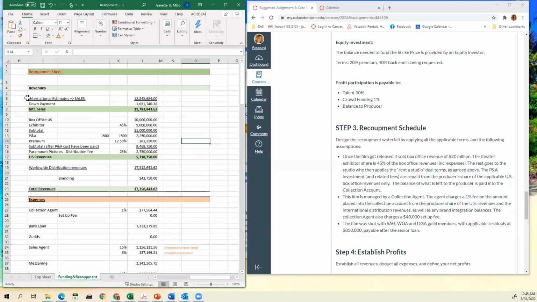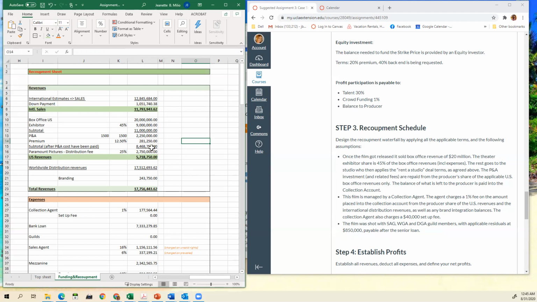sources. Again, this is for international sales, which we had earlier, 80% of the budget. This is for the US. We started off with $20 million in box office. Of that, we have to pay the theater owner 45% of the ticket sales, leaving us with 11 million. We then have to pay our P&A investor 2,250,000 plus a P&A fee.